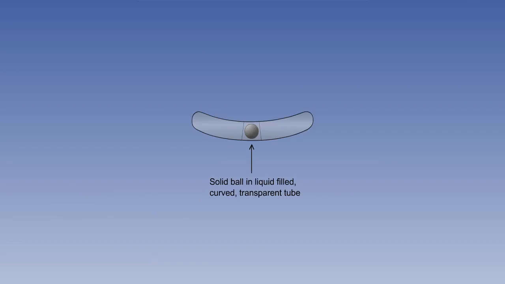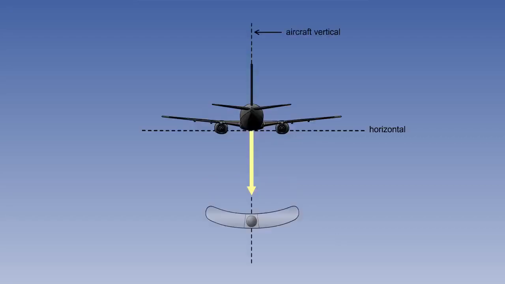A properly executed turn will be a balanced turn where the angle of bank is correct for the true airspeed and rate of turn. The slip indicator gives a direct indication of the state of balance of the turn. The most common version of the slip indicator consists of a solid ball in a liquid-filled, curved, transparent tube. The liquid in the tube damps out any unwanted oscillations of the ball. In straight and balanced flight, gravity will keep the ball centralized in the lowest part of the tube between the two etched lines.